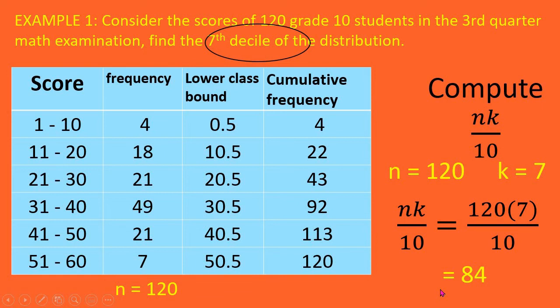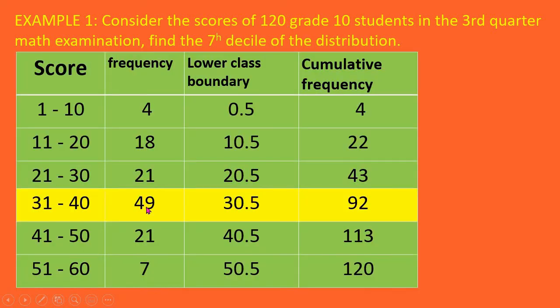Again, let us compare the computed value for NK over 10 to the values under cumulative frequency. Which of these values is equal to 84 or exceeds 84 for the first time? And that is 92. So from this, we can identify the 7th decile class. So that is 31 to 40 with a frequency of 49 and a lower class boundary which is 30.5.